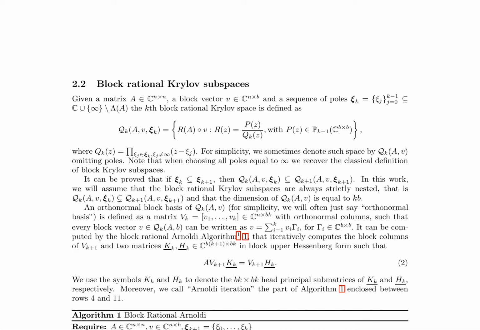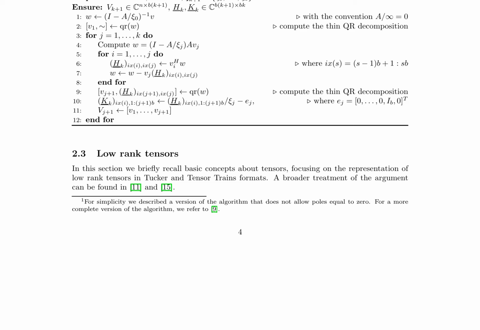In the realm of low-rank tensors, the representation of tensors in Tucker and tensor train formats is crucial. A broader treatment of this topic can be found in 11 and 15. The block rational Arnoldi algorithm is essential for computing an orthonormal block basis of Q_k(A, V), which is a fundamental step in various applications involving matrix polynomials and rational functions. The algorithm iteratively updates the matrices V_{k+1}, K_k, and H_k, allowing for the computation of these matrices in a structured and efficient manner.